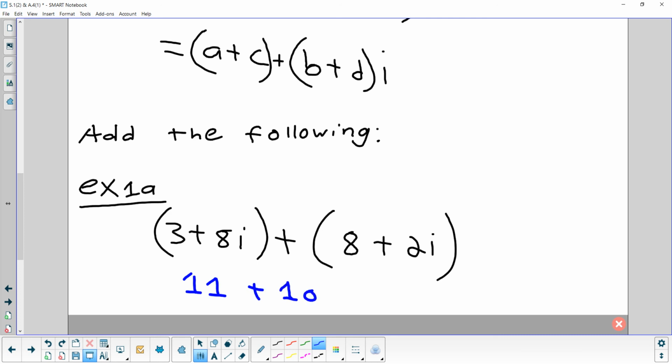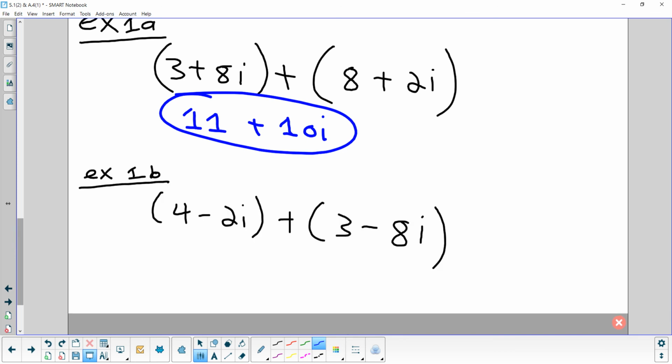I try to make my ones not look like i's. That's going to be a mess if you get confused on the test and you're trying to look through quick and you're like, wait, is that a 1 or an i? Try to make them look different. So that's 11 plus 10i.